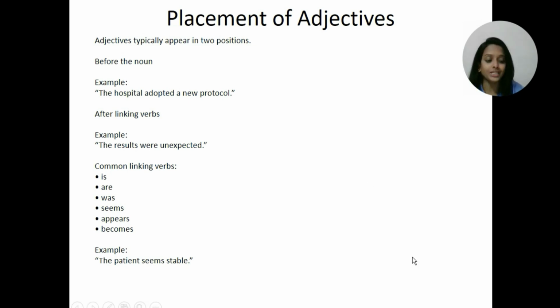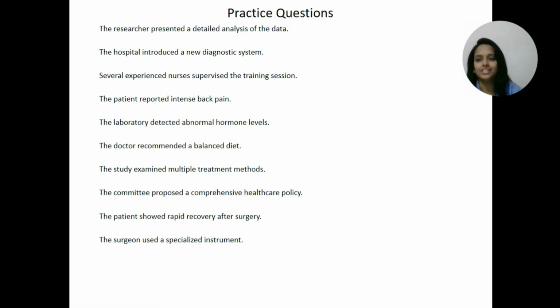Now it's time for us to practice. Let's apply whatever we have learned and try to answer the questions. Take your notepad, pen and paper, read the question and then try to answer it. So let's reflect. For the first one, the researcher presented a detailed analysis of the data. So what is the adjective here? Detailed, right? It describes the type of the analysis. And here, the hospital introduced a new diagnostic system. The adjective is new because it describes the diagnostic system.